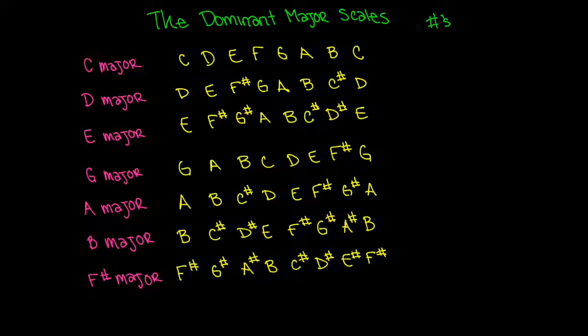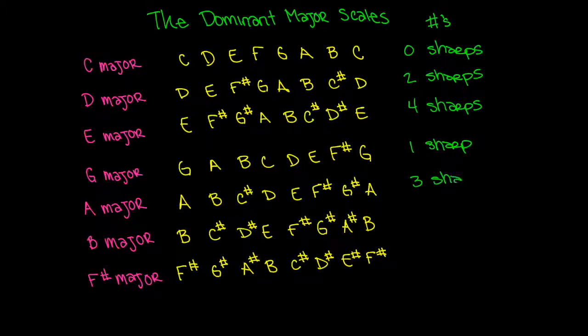What I'd like to do now is take a look at some patterns, and think about the number of sharps that each one of these has. So I notice, let's see, C has 0 sharps. D major has 2 sharps. E major has 4 sharps. G major has 1 sharp. A major has 3 sharps. B major has 5 sharps. And finally, F sharp major has 6 sharps.